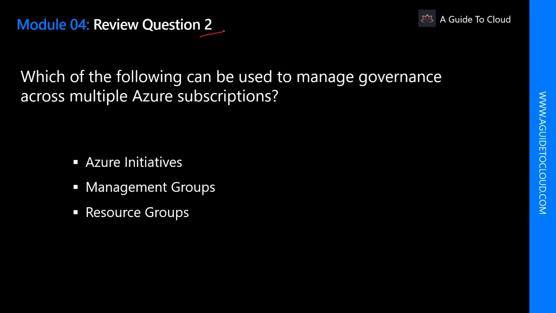Which of the following can be used to manage governance across multiple Azure subscriptions? So the key word over here is governance across your subscriptions. So is it Azure Initiatives? Definitely not. Is it Azure Resource Group? No. An Azure resource group is where you keep your resources and it's a logical container. So the correct answer is Management Group. Management groups facilitate the hierarchical ordering of your Azure resources into collections at a level of scope above subscriptions.